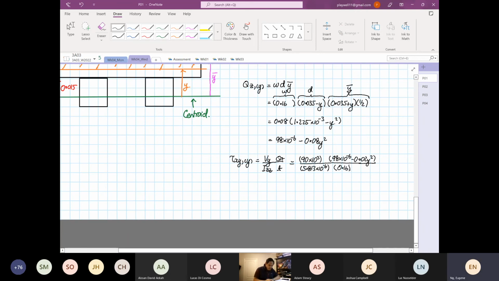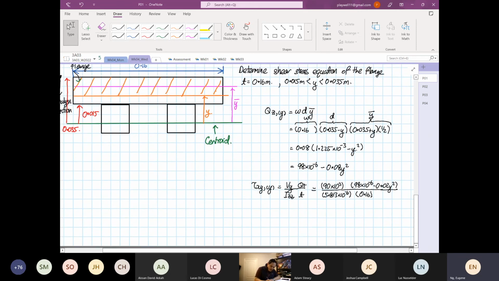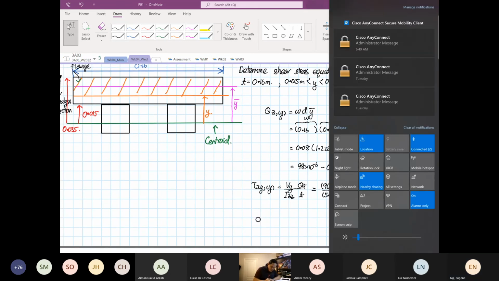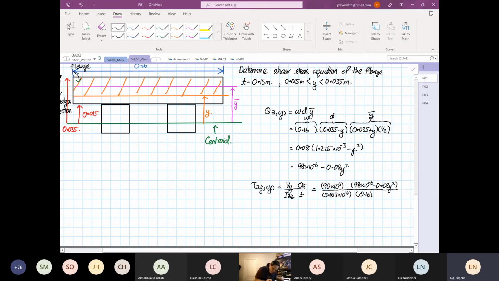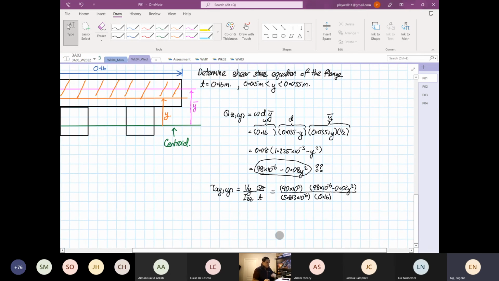Okay. Now, question for you guys. How do we know that this is correct? Anyone? How do we know that this is correct before we go on? How do we know that the equation that you formed is correct? Anyone?